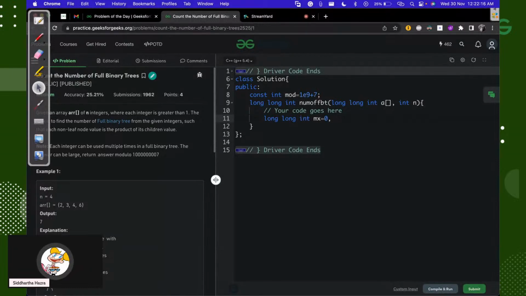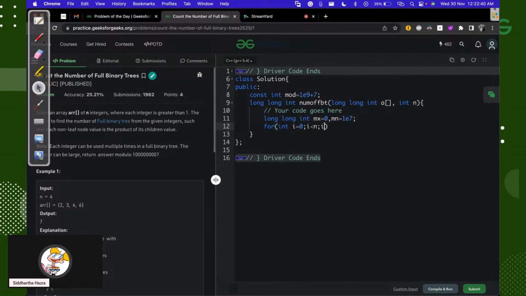Okay, and we have a minimum value. So we would have mn, which is equal to 1e7, because the numbers are less than or equal to 10 to the power 5, so 1e7 is okay. 1e5 plus 5 is also good to go. Then we would iterate over all the values to find the maximum as well as the minimum.